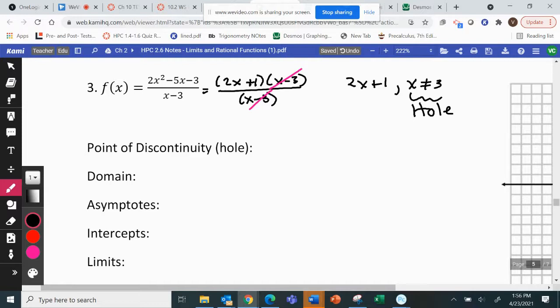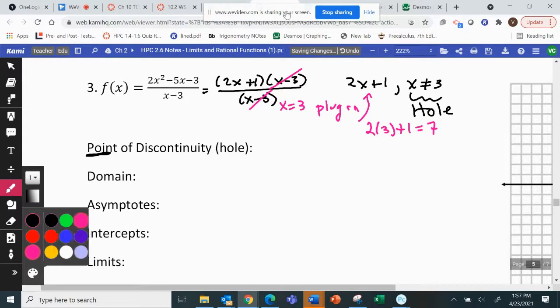Okay, but that's just a hole. Now a hole is a point of discontinuity. Is x does not equal 3 a point? It is not an ordered pair. So what I'm going to do is take that x equals 3 that I had right here, and plug it in to the simplified equation. So we'll have 2 times 3 plus 1, which is 7. So my point of discontinuity, or my hole, is at (3, 7).